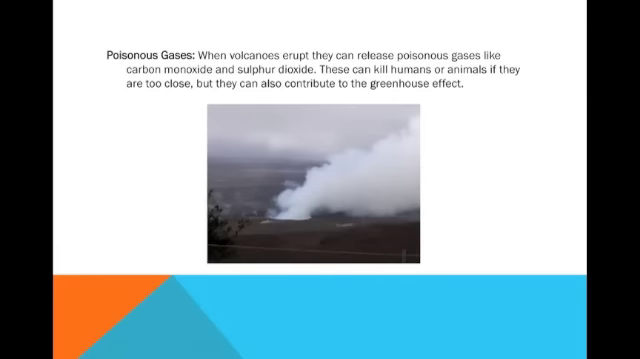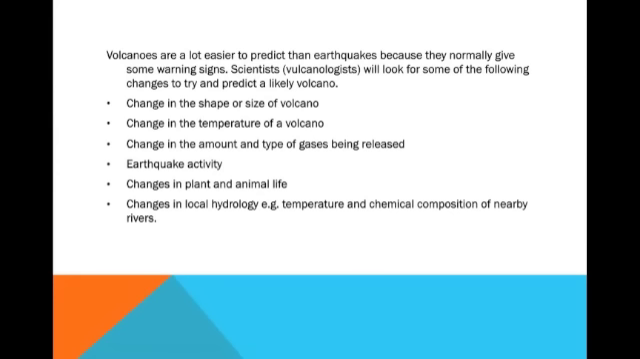Poisonous gases. When volcanoes erupt, they can release poisonous gases like carbon monoxide and sulfur dioxide. These can kill humans or even animals if they are too close, but they can also contribute to the greenhouse effect. So, volcanoes are a lot easier to predict than earthquakes because they normally give some warning signs.